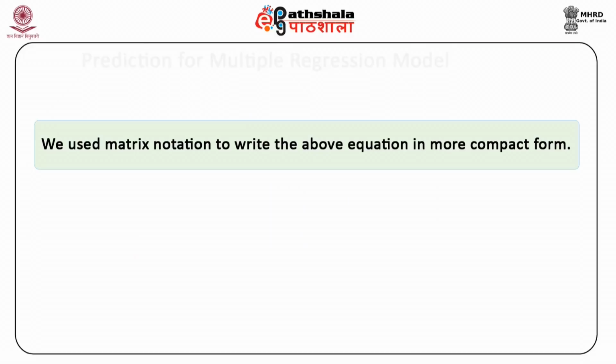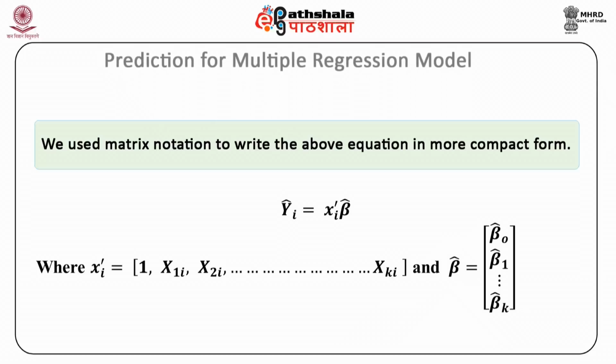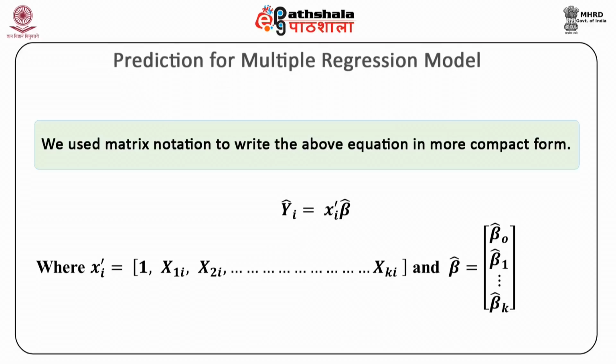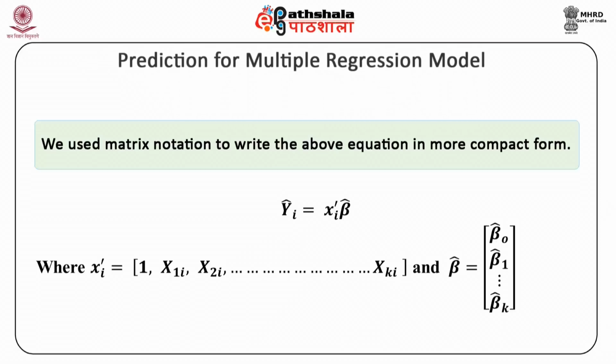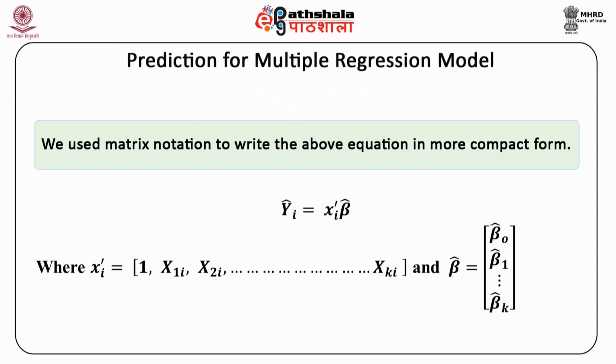We use matrix notation to write the above equation in a more compact form, and we can write it as yi hat is equal to xi prime into beta hat, where xi prime is equal to 1, x1i, x2i up to xki, and beta hat is equal to beta 0 hat, beta 1 hat, up to beta k hat, which is a column vector.